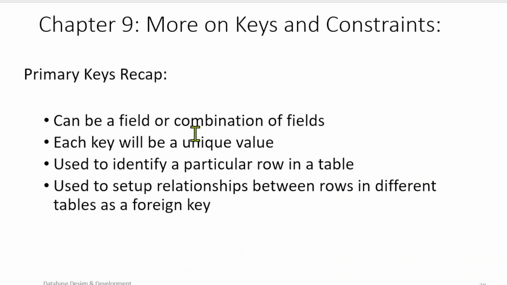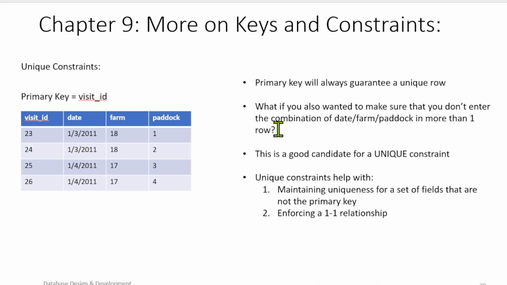Again, primary keys, keep those in mind, can be a combination. Each key is a unique value used to identify rows, and it's used to set relationships between that and foreign keys. Constraints we can have out there include unique constraints, things like you can't have a combination. I've got these farms and paddocks 1 and 2. I can't have a combination beyond that. I have to make sure they're a unique combination. That's just a basic constraint you can set.